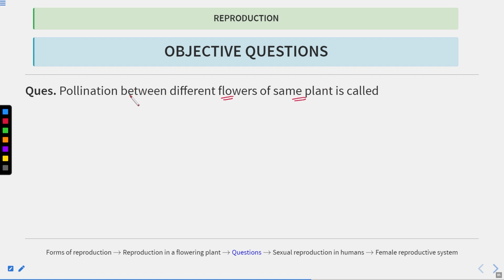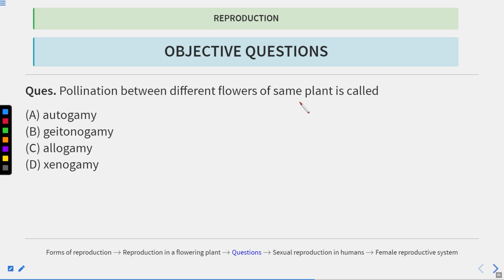Next question is pollination between different flowers of the same plant. So what is happening here? The pollen is being transferred from the anther to the stigma of another flower, but this flower is present on the same plant. So this phenomenon is called, options are autogamy, geitonogamy, allogamy, and xenogamy. Clear? Autogamy and geitonogamy come under self-pollination, and allogamy and xenogamy are the types of cross pollination.